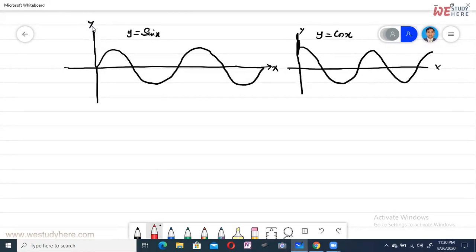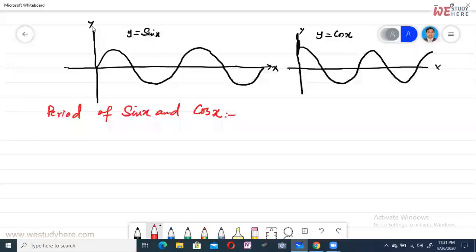Our today's topic is the period of trigonometric functions. First of all, we will discuss the period of sine and cos. Here is sin x and cos x. What is the period of sine and cos?